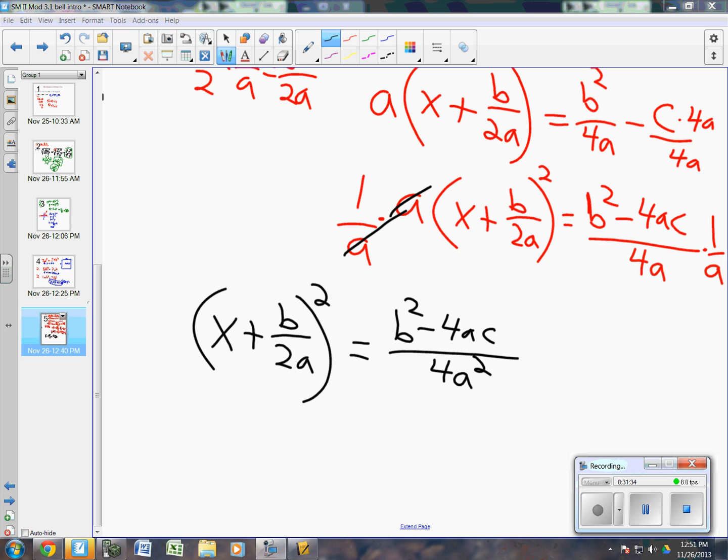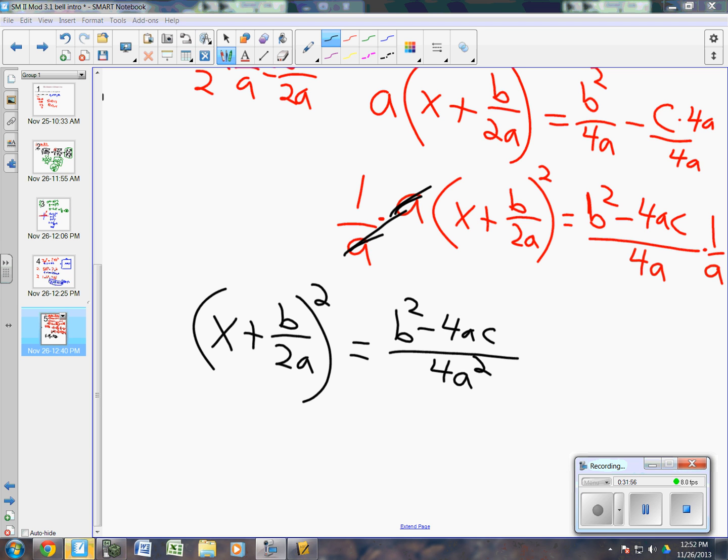Where did I get the 1 over a? I had to get rid of the a on this side, so I times by 1 over a, so they canceled out. Whatever you do to one side of the equation when you're solving it, you've got to do to the other. They canceled out right here, and 4a times a is 4a squared.